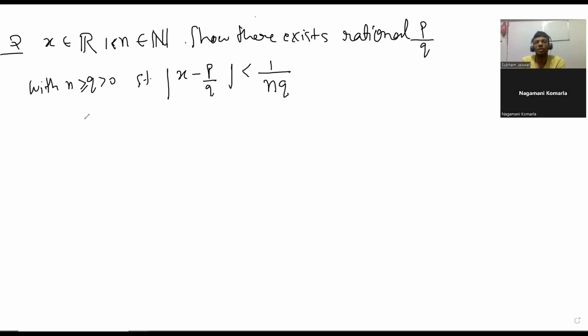So my first thought was to multiply both sides by q, and q is positive. So you get the modulus of xq minus p less than 1 over n. That's all, I don't know what to do after this. No problem, I know this question. This is a standard question.